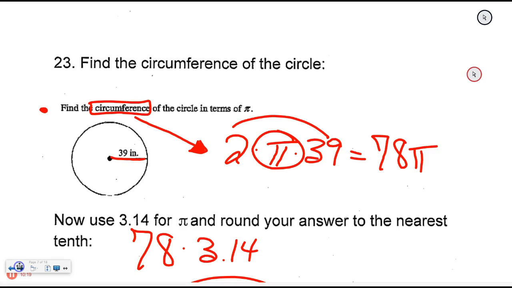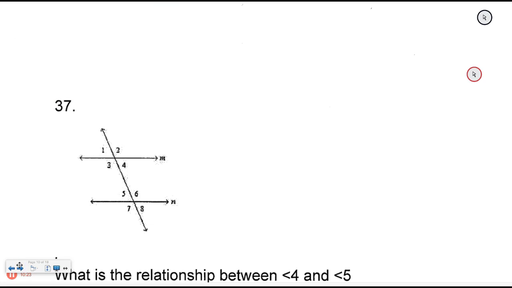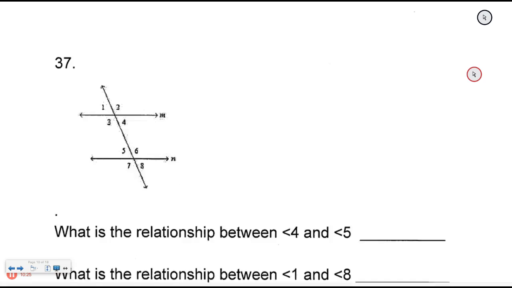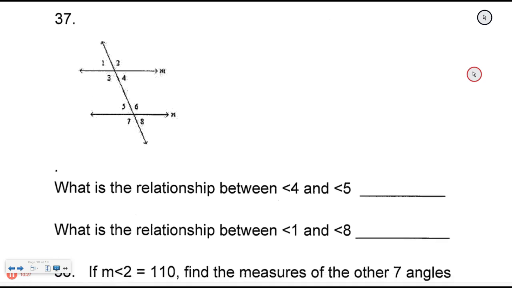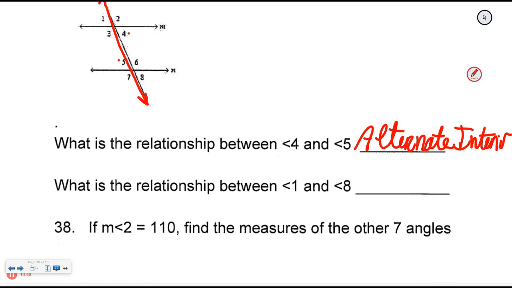So back to the worksheet. We were on number 37. So these are two parallel lines cut by a transversal. It says, what's the relationship between angle 4 and 5? They are inside the parallel lines on opposite sides of this red one, which we call the transversal. So we call those alternate interior. So if those were the ones you had to select, you would click on alternate interior if you were taking a test. How about the relationship between 1 and 8?